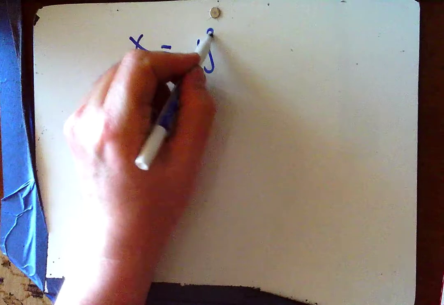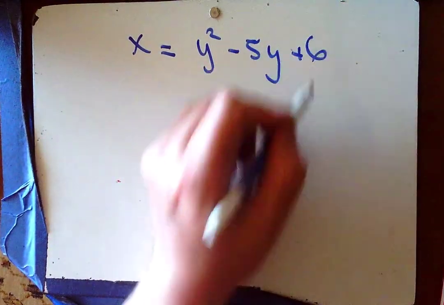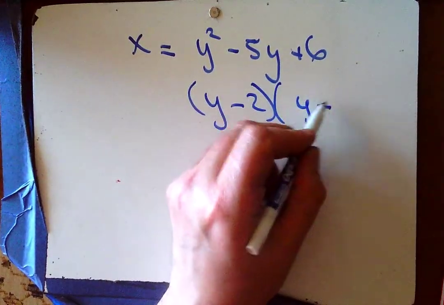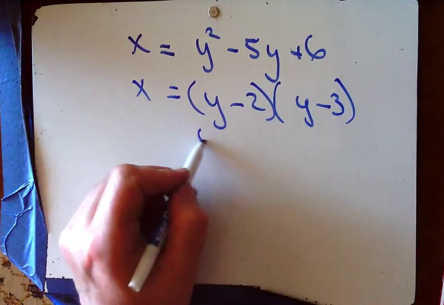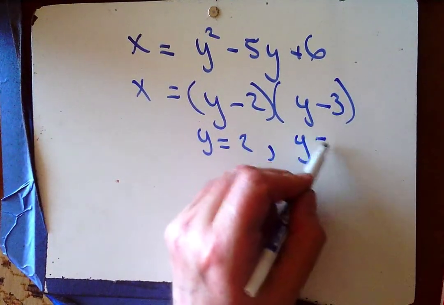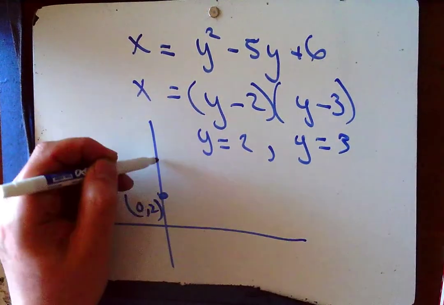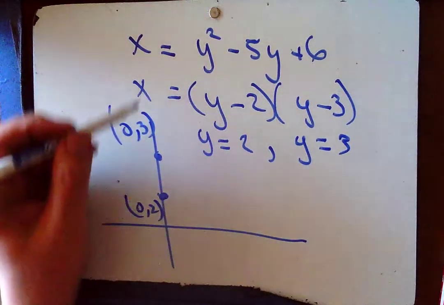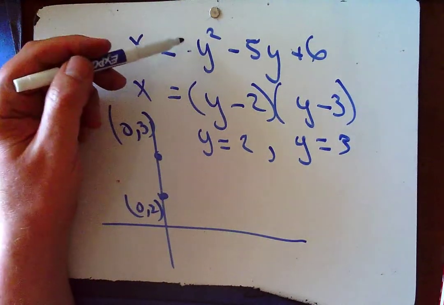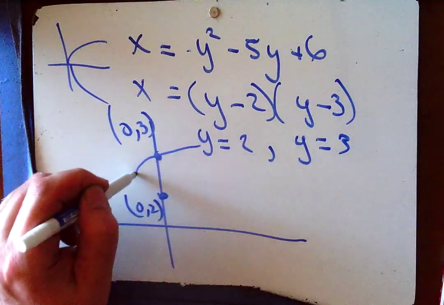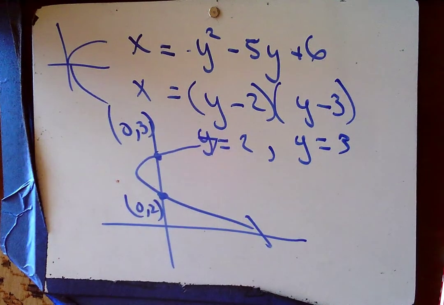Because actually, you have to do these in Chapter 7. How about x equals y squared minus 5y plus 6. So I know that this is y minus 2 and y minus 3. And so I know y equals 2 and y equals 3. So 0, 2, 0, 3. And I don't see a negative in front here, so it should look like that positive y squared. And so I draw the parabola through those points.